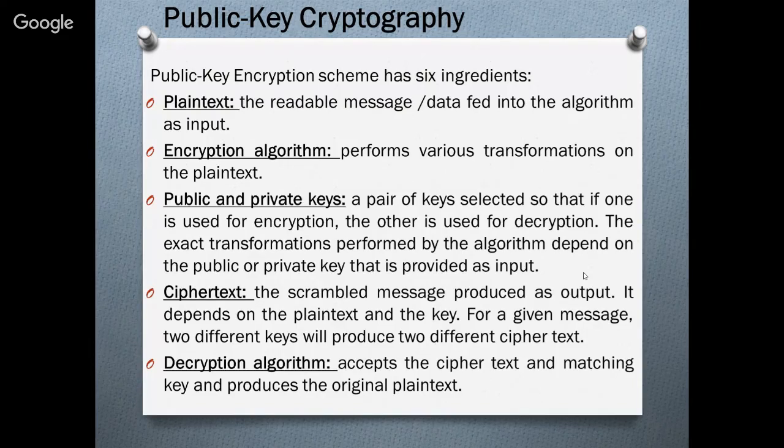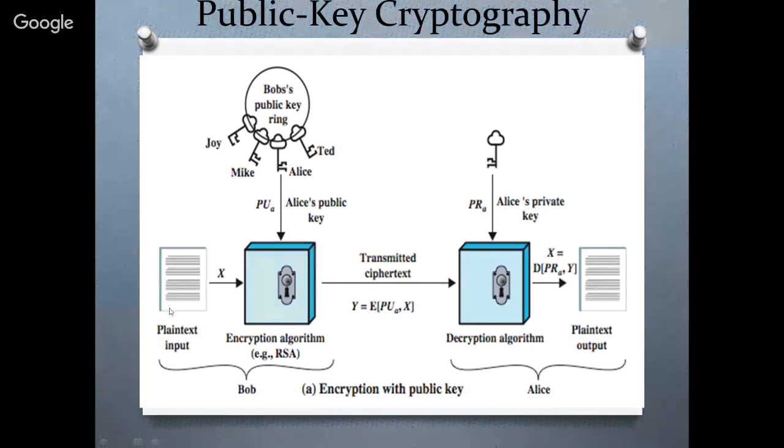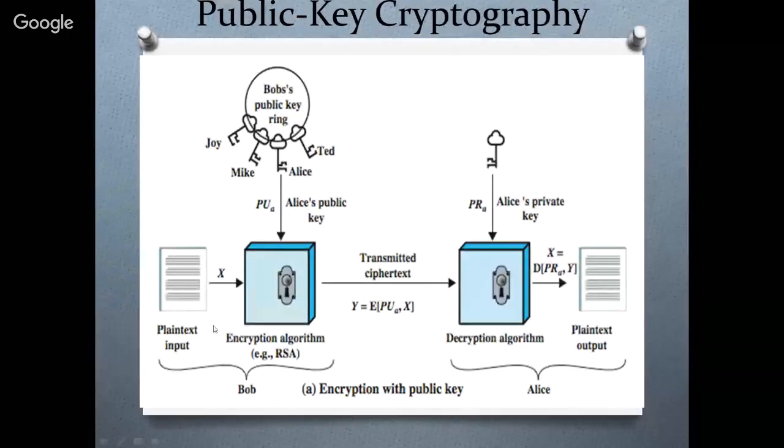The same thing is being given over here. This is your plain text, the first. The second is your encryption algorithm. The third is your public and private key. This is your public key and this is your private key.